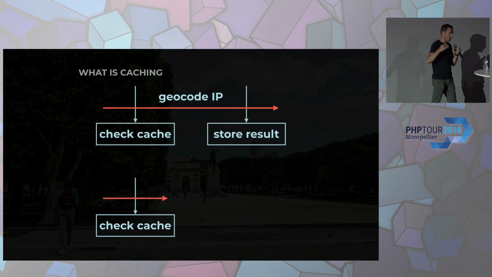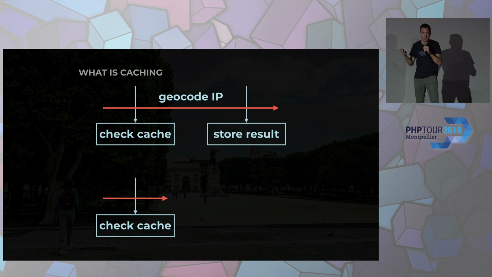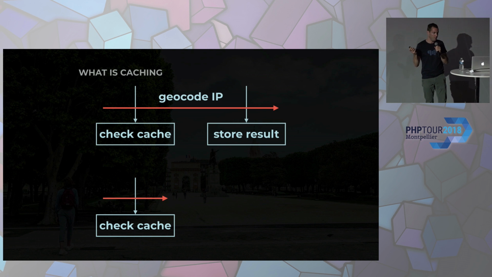The next time when we want to do the same thing, if we want to do the same geocoding for the same IP address, we check the cache, we get the result, it's there, it's fine, and then we use the result without actually geocoding it, because geocoding might be a little bit slow.